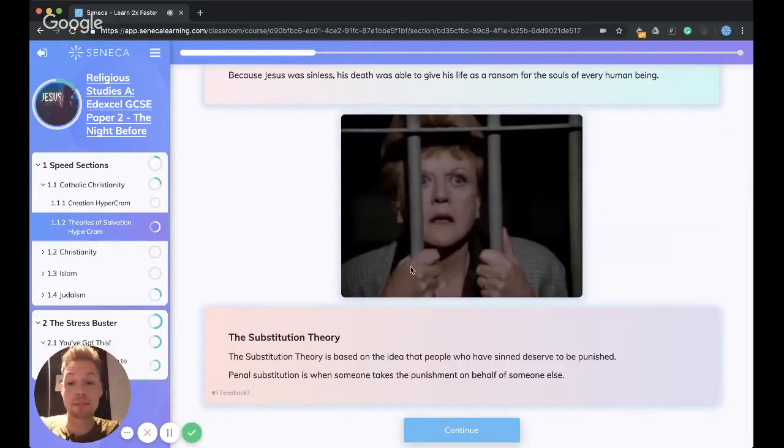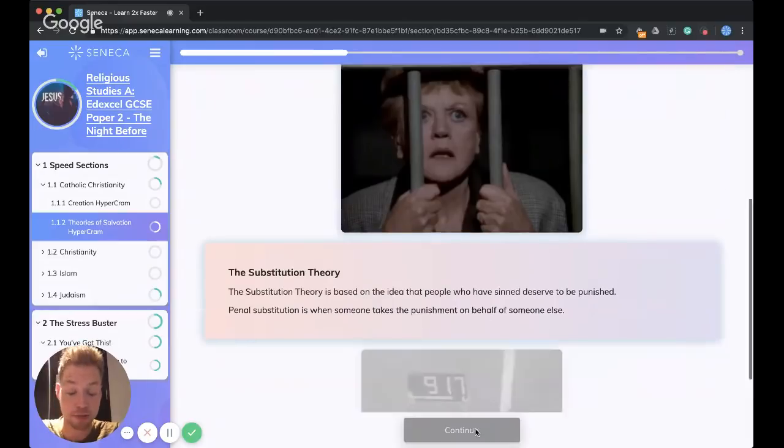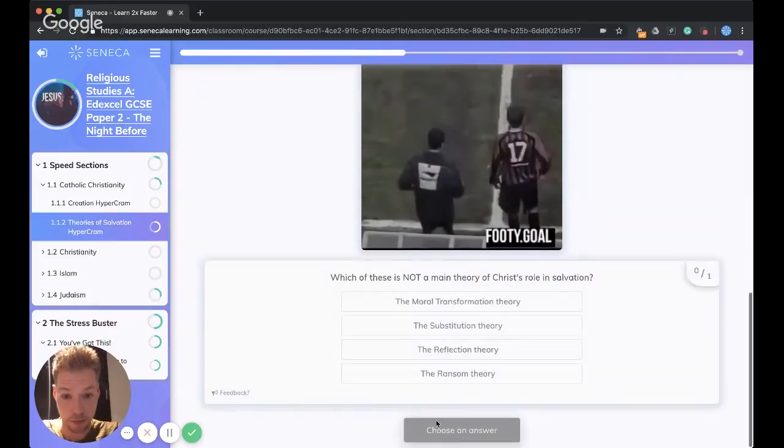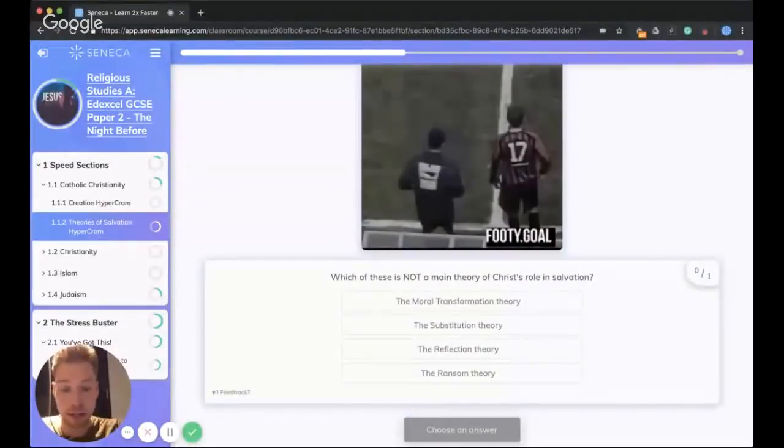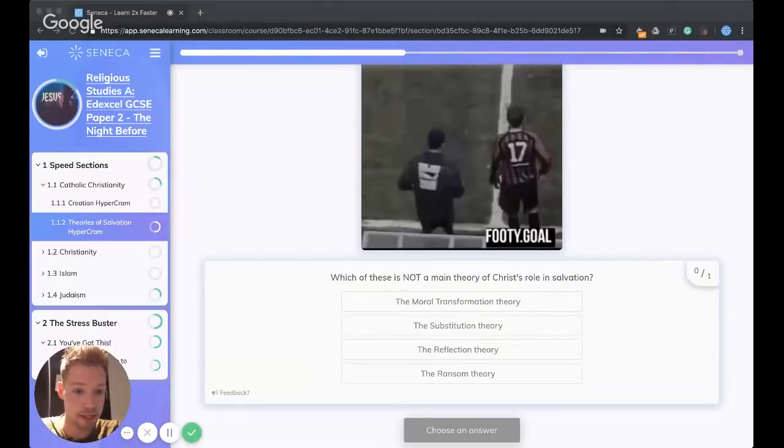Next, we have the substitution theory, and this is based on the idea that people who have sinned deserve to be punished. Penal substitution is when someone takes the punishment on behalf of someone else. Okay, so which of these in this list is not a main theory of Christ's role in salvation? Let me know in the comments. Come on, let me know.